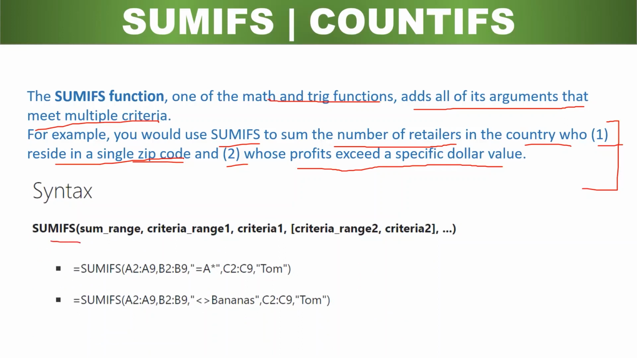For SUMIFs, first of all, you have to define the sum range, which should be summed, then criteria range 1 and the criteria for this range. Then if there are multiple criteria, you can add them. For example, there is another criteria range for the next criteria, and you can have criteria range 3 as well, 4, 5, 6, however many criteria you have. Alright, so this is how you can create it. And now let's go to the Excel table.